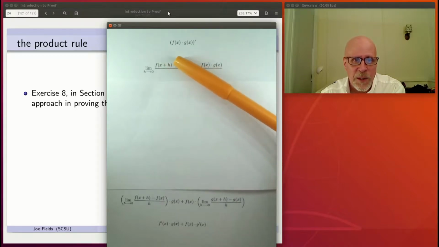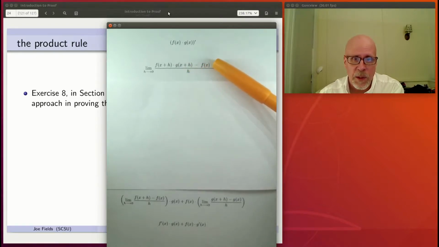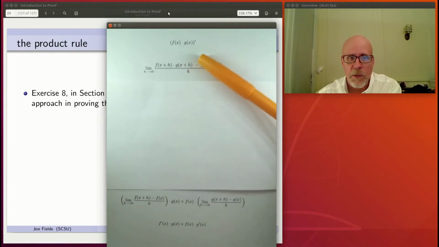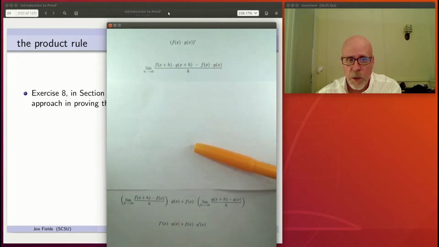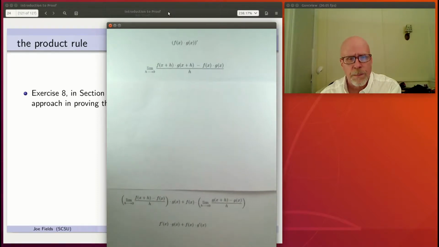The function, which is the product of f and g, evaluated at x plus h minus the same function, the product of f and g, evaluated at x, divided by h. This is often called the difference quotient of this function. And you take the limit as h goes to 0. That's just the definition of the derivative.